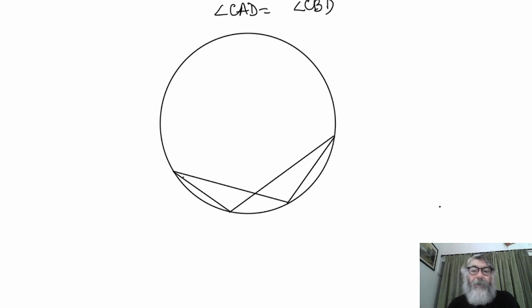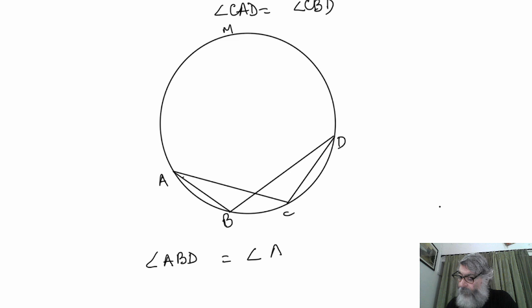Now in this figure, you see, if I see A, B, C, D, and this I take as M, then angle ABD will also be equal to angle ACD. It will also be the same. The same thing will be applied. Angles in the same segment of a circle are equal because these are also segments.